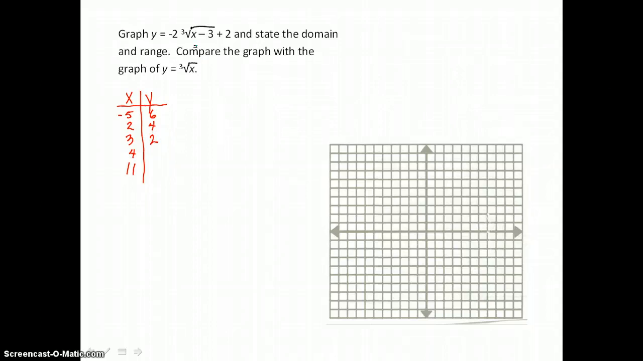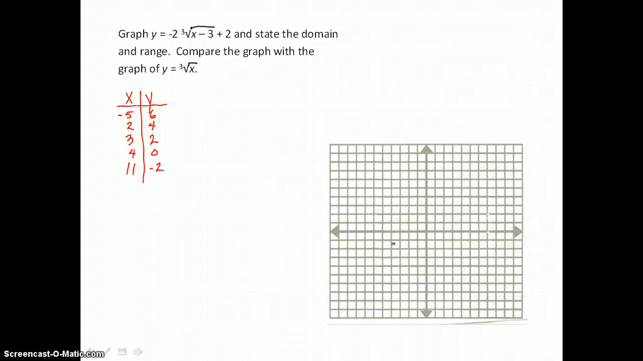Now let x equal 4, so that we're taking the cube root of 1, which is 1, and 1 times negative 2 is negative 2. Negative 2 plus 2 is 0. And we'll let x equal 11, so that we're taking the cube root of 8, which is 2. 2 times negative 2 is negative 4, and negative 4 plus 2 is negative 2.